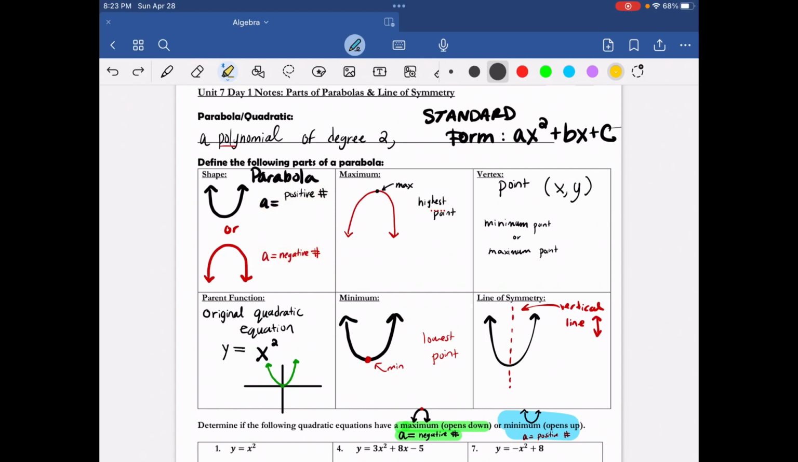So what do I mean by a? Over here at the standard form equation, ax squared, that means that it is the number in front of x squared. And if the number in front of x squared is positive, then it's just going to look like a U, and if it's negative, it's going to go upside down.